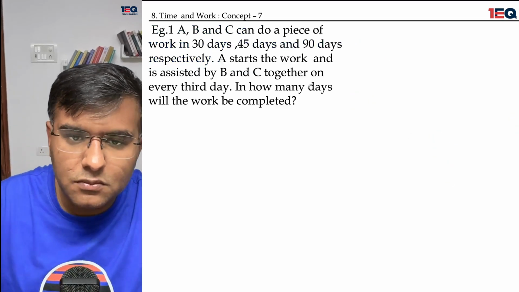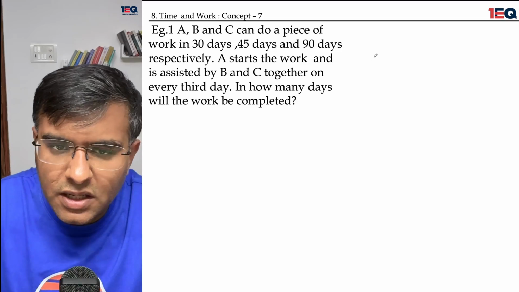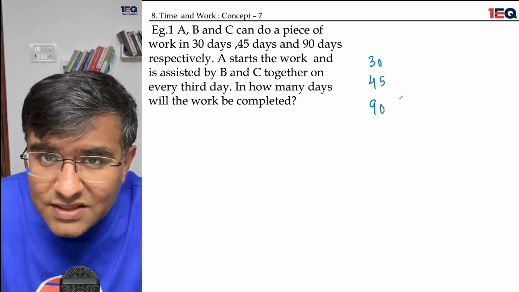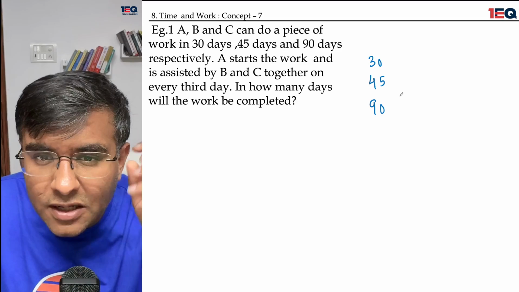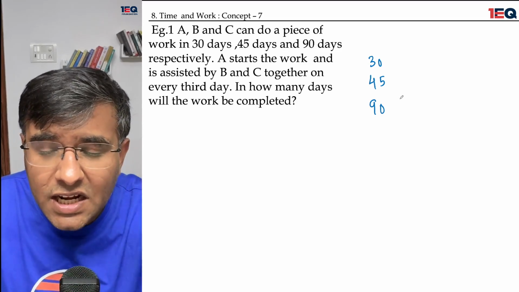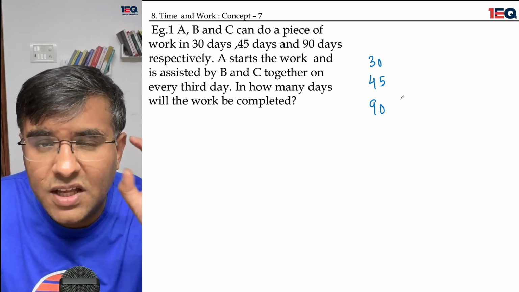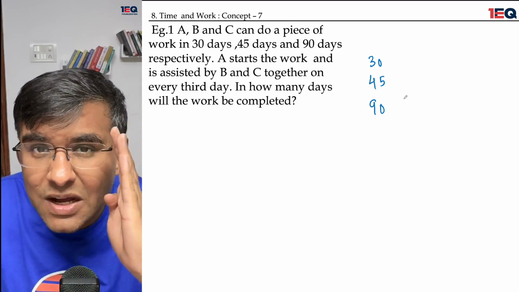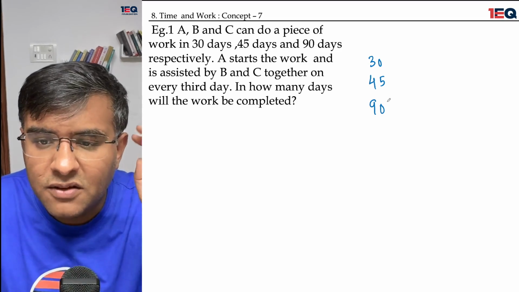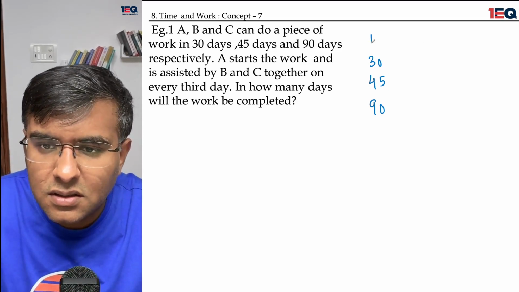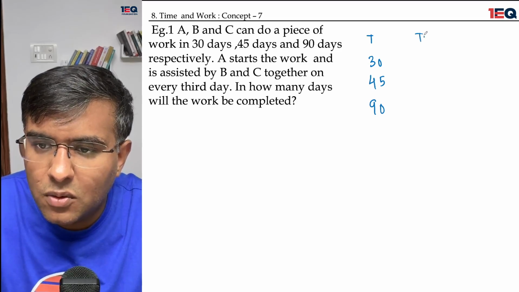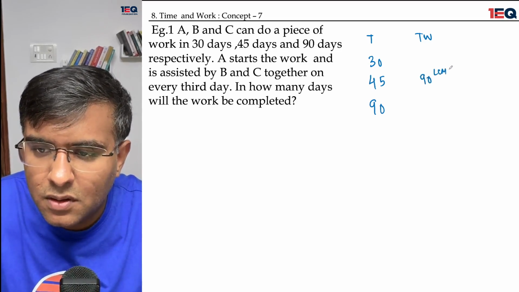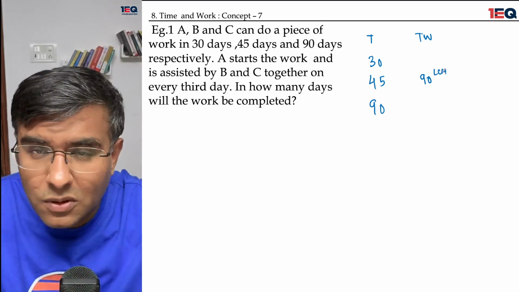I'll move on. A, B, and C can do a piece of work in 30, 45, and 90 days. Nothing changes, only the interplay between the efficiencies would change, and we would club the number of days together so as to ease down my calculations. 30, 45, and 90. These are the times. Now, talking about total work, it is 90, which is also the LCM.